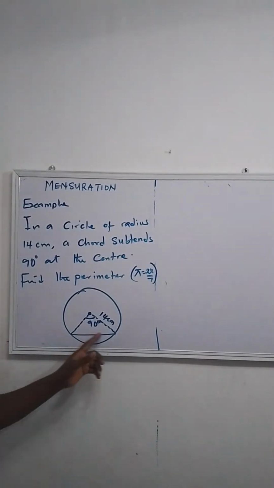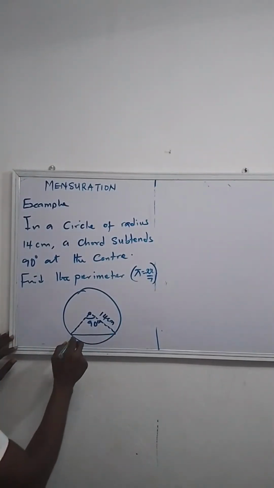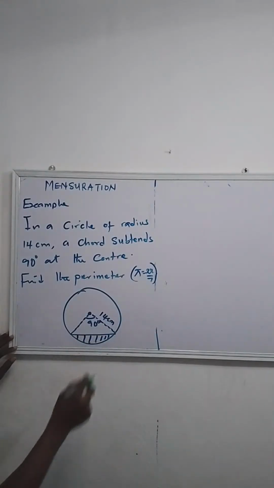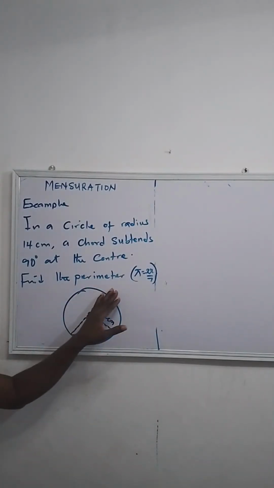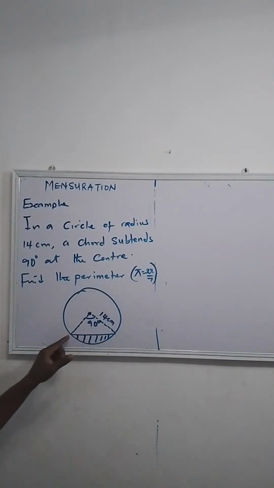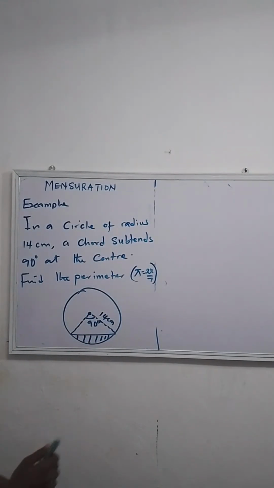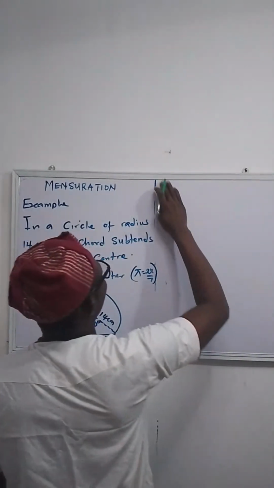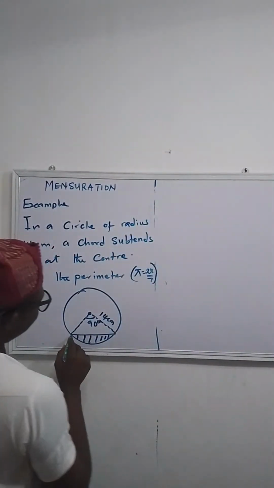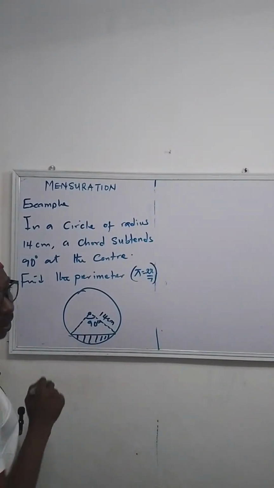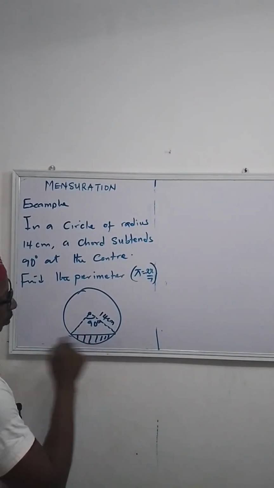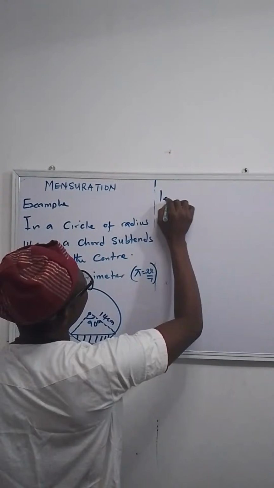But let's get the perimeter of this segment first, because the question is a bit ambiguous. So you are finding the perimeter. Now let's find the perimeter of this segment. Okay, so let's first get the length of this chord. So, length of chord.